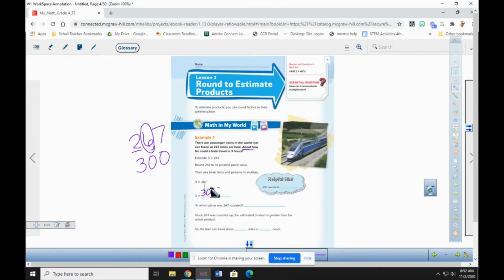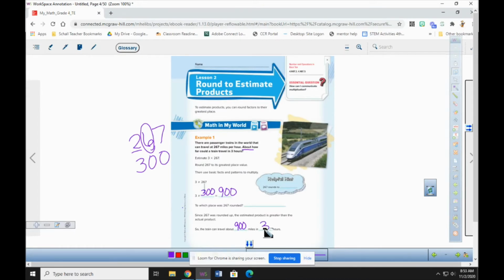Now I can use those basic facts that we were talking about to multiply this mentally. 3 times 3 is 9, and then I have my 2 zeros. So my answer is 900. To which place was the 267 rounded? Well, it was rounded to the hundreds place, and we rounded it up. So the train can travel about 900 miles in 3 hours.